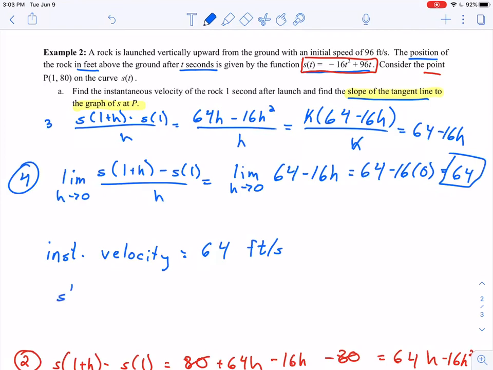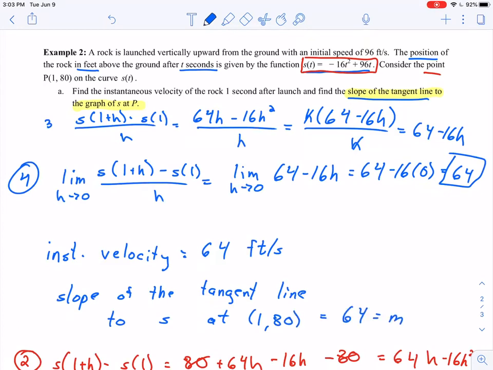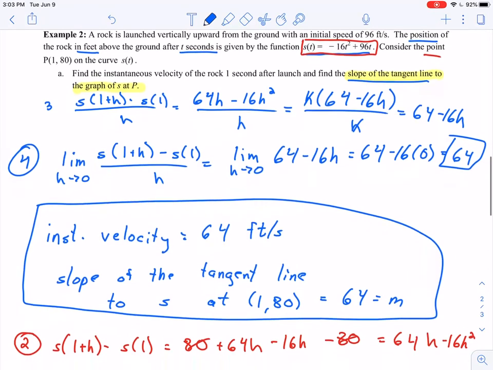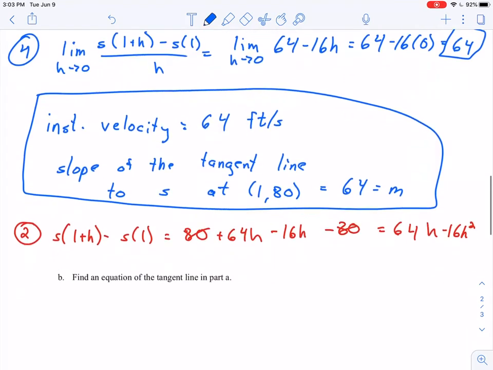So if I want to know the slope of the tangent line to our function s at p, which was 1, 80, this is equal to just 64. And remember that this is a slope. So here are both of our answers. It really says the same thing. We're just kind of interpreting them in two slightly different ways. We have the instantaneous velocity of 64 feet per second, and the slope of the tangent line is simply 64. So I'm going to use this idea here in the next part, part B.